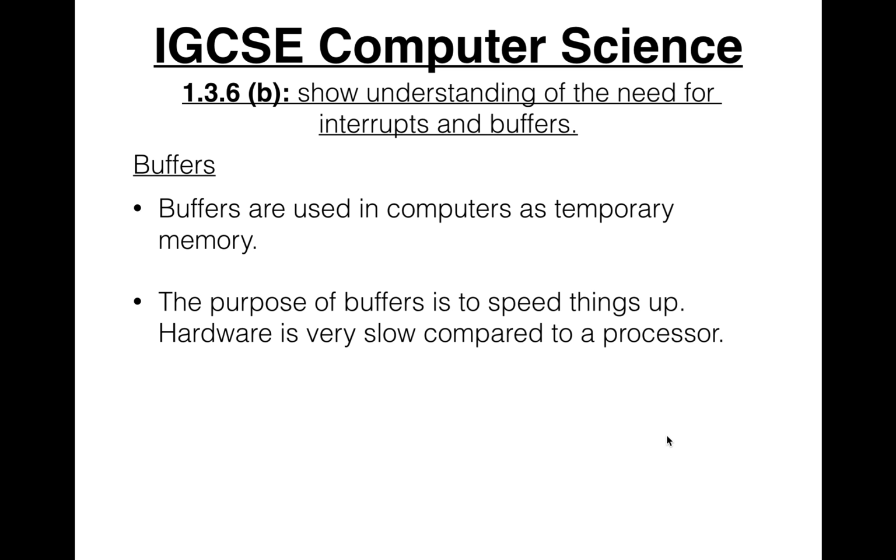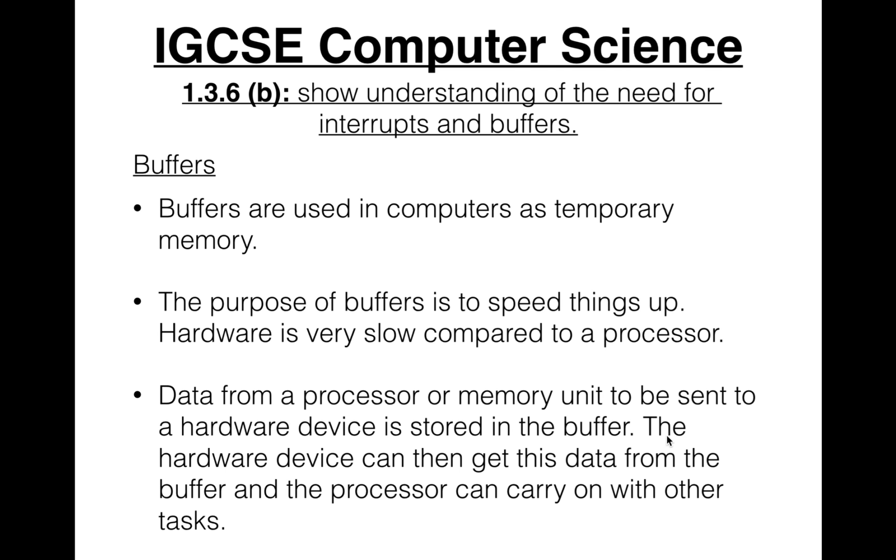It's pretty much like the computer puts this data in the buffer and says, "Oh hey printer, I'm just going to leave this data here in this little box, this buffer, so you can pick it up from there. I can continue whatever I'm doing." The printer says, "Oh okay." So that's how it works. Data from a processor or memory unit to be sent to a hardware device is stored in the buffer, and the hardware device can get this data from there.